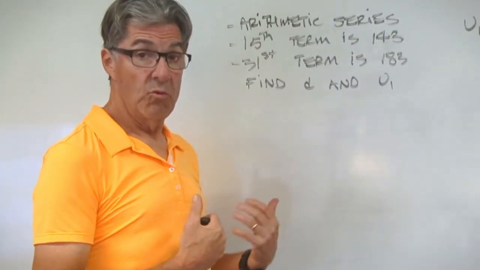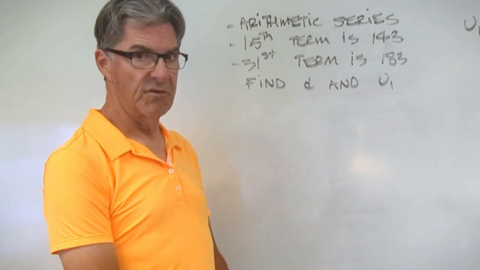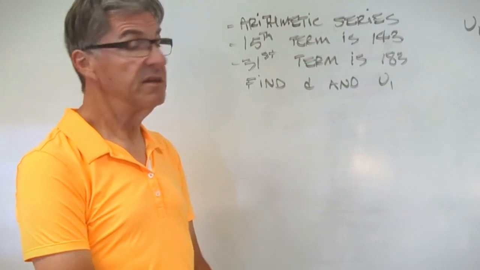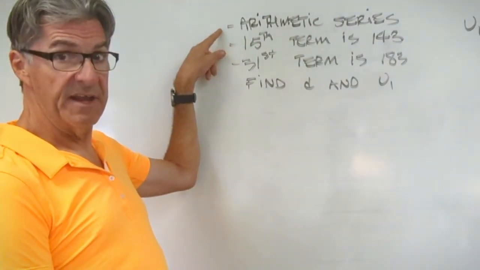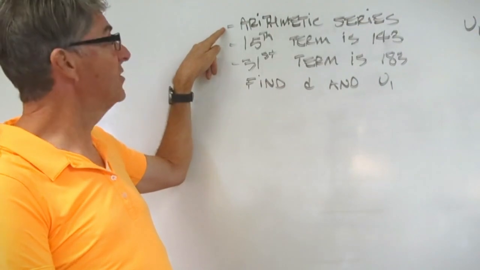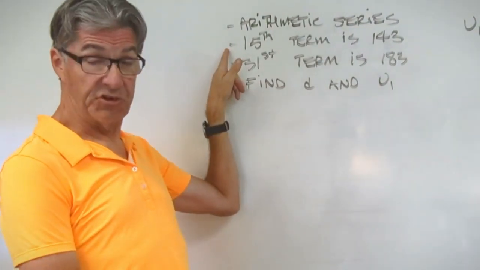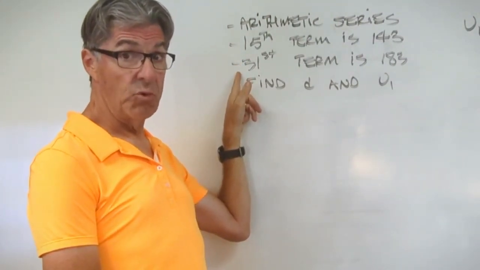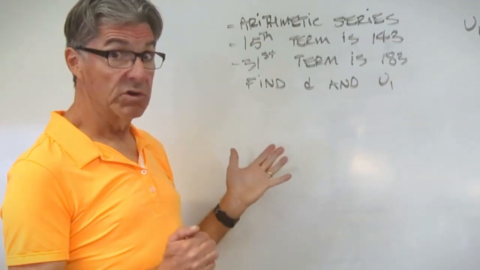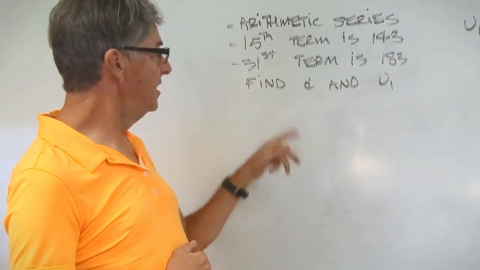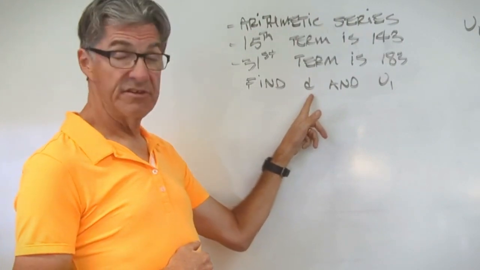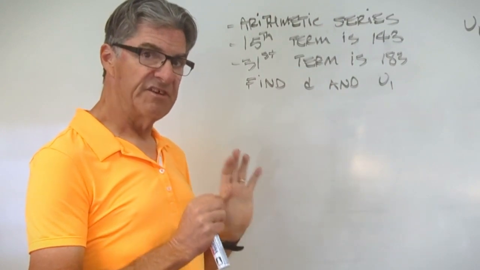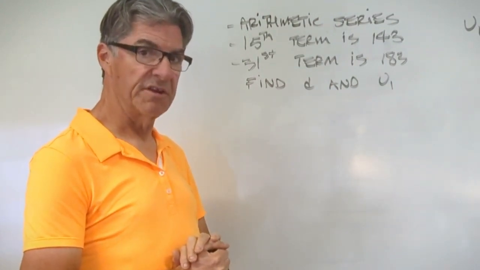Okay, so here's one of those problems that's a little bit less straightforward. We're not just asking you to find the 6th term, giving you the formula or the various information that you might need. So check this one out. We're being told it's an arithmetic series, okay, so we don't have to determine whether it's geometric or arithmetic. We're told that the 15th term is 143. We're then told that the 31st term is 183. And that's really all we're told about this sequence. And now we're being asked to find D, the common difference, and the first term. So what I want you to do, pause the video and see what you can come up with for solving this problem.